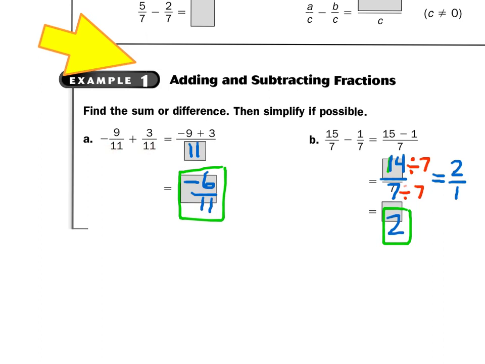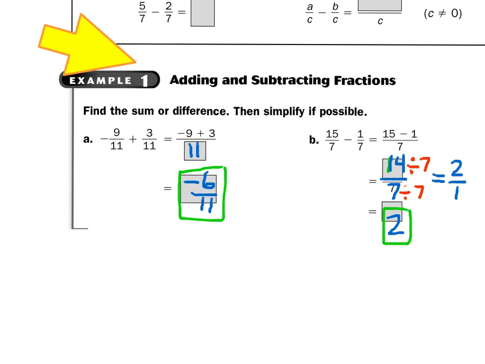Well, notice how the 11s match, so I copy the 11 and then I just grab the negative 9 plus 3 and I put it on top. And now I'm going to simplify it. Negative 9 plus a positive 3 makes negative 6 over 11. And I box my answer because I cannot simplify anymore.